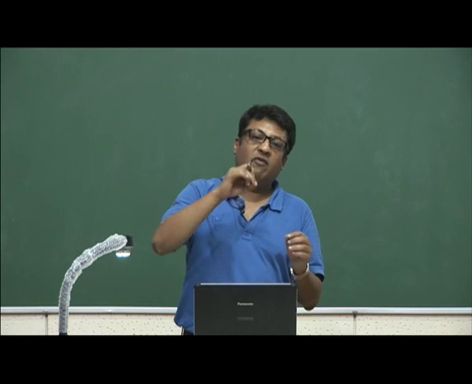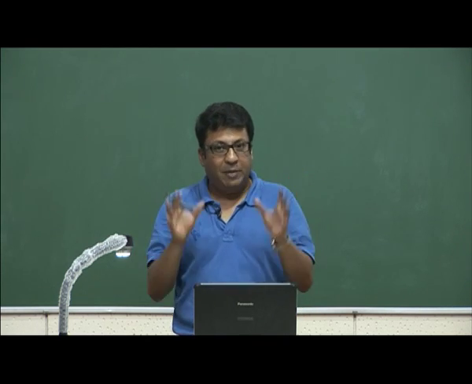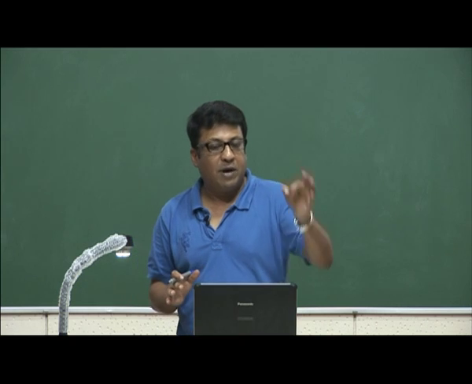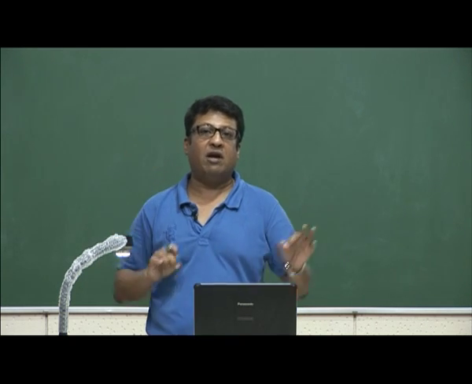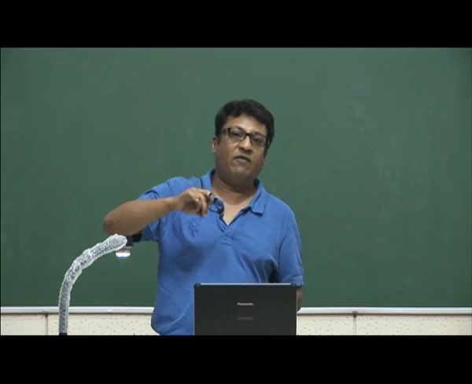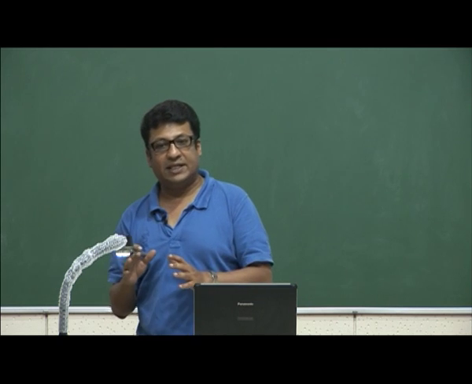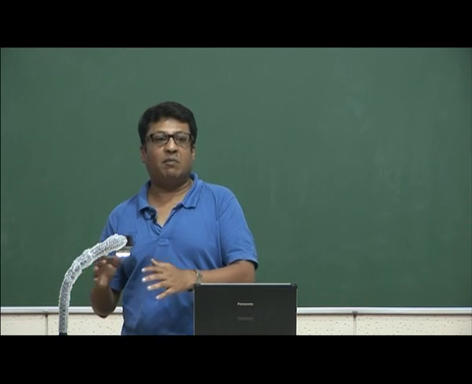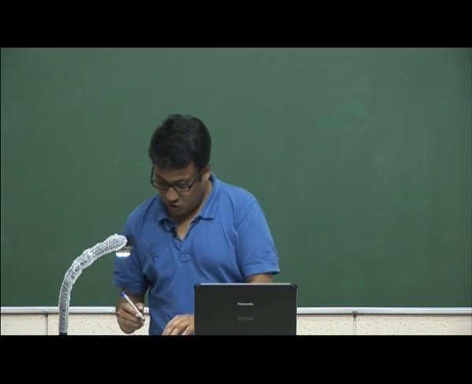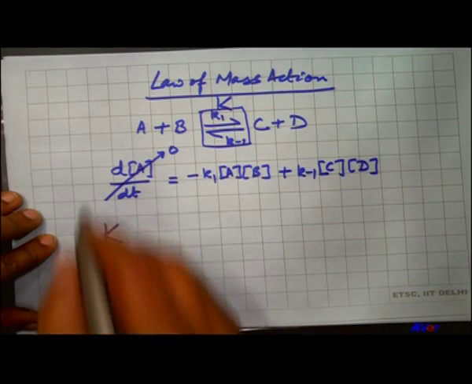So, the number of molecules remains the same. However, a particular molecule at any given time might have the identity of A, B, C or D, but the number of A's will be the same, the number of B's will be the same, the number of C's will be the same, the number of D's will be the same. So, this equilibrium, how to understand this?